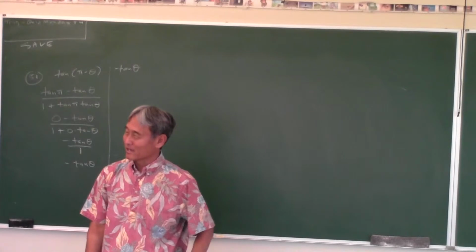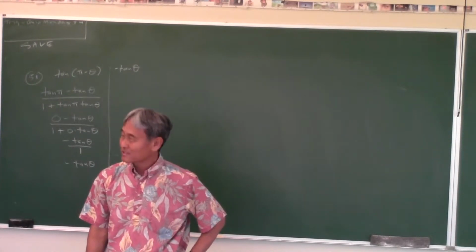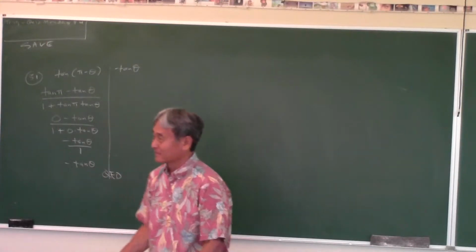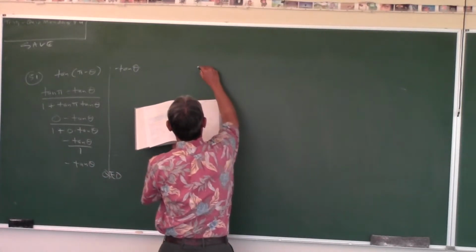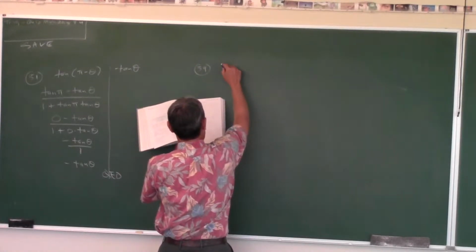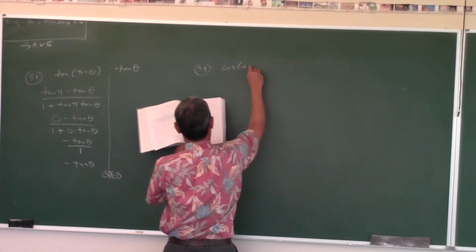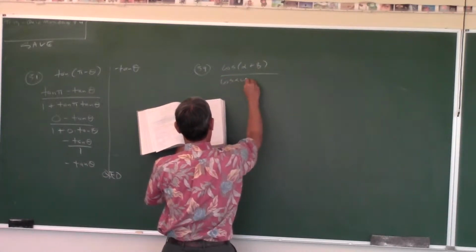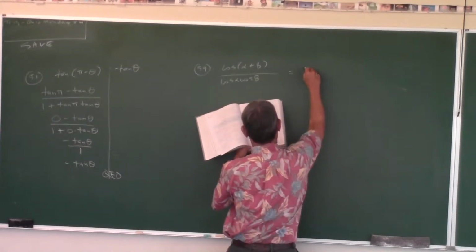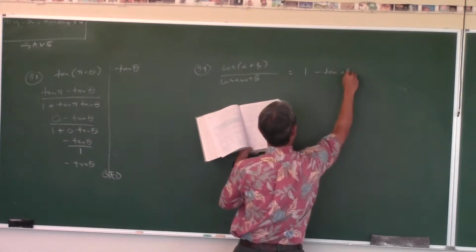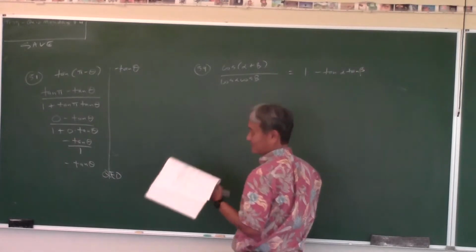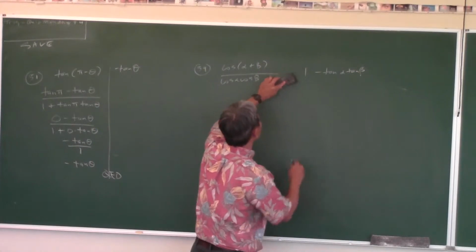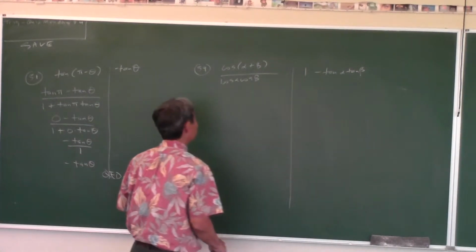And then let's look at one of the tougher ones, 56, 57, 59. Yeah, let's do 59, since that's the last one. 59: cosine of alpha plus beta all over cosine alpha cosine beta is equal to 1 minus tangent alpha tangent beta. Alright, so erase the equal sign, put the bar.